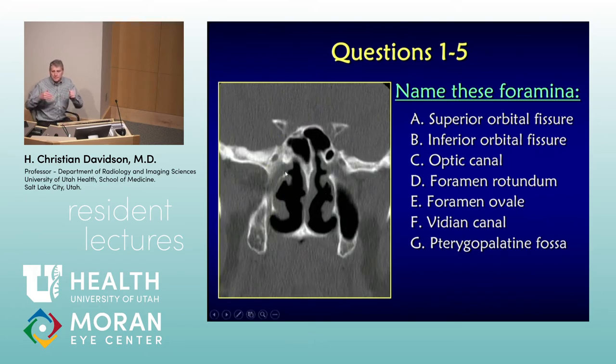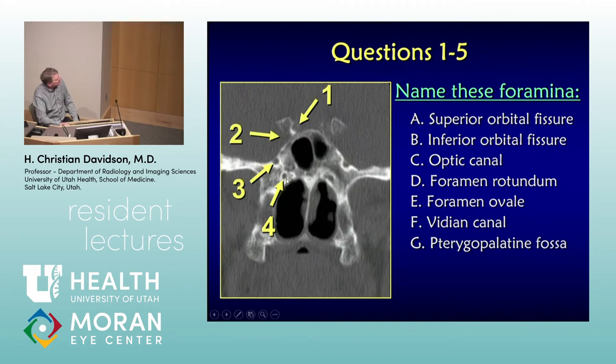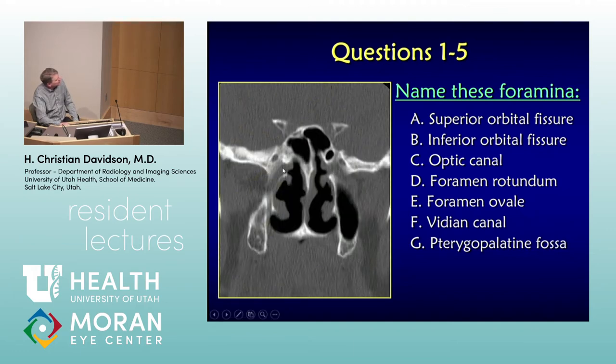Think of vidian as being immediately behind the bulk of the pterygopalatine fossa. So if you put your cursor on vidian and then come forward, you should be kind of smack in or at the bottom part of the pterygopalatine fossa. So you can't see vidian on this one anymore. Right.